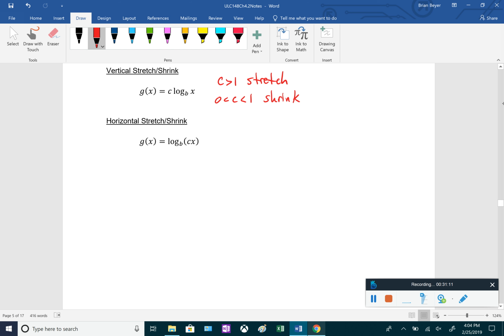Lastly, horizontal stretch and shrink. That's when we have a number c, in this case, multiplying the x, and it's the opposite of what you would think. If c is greater than 1, then it's actually a shrink. If it's between 0 and 1, it is a stretch.